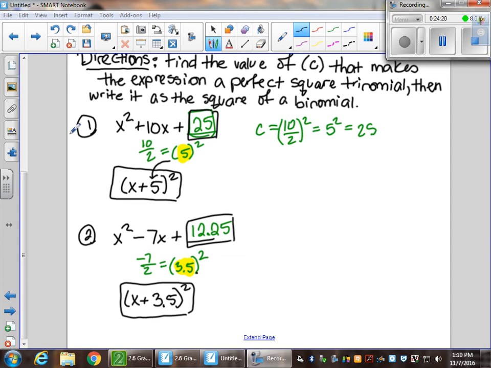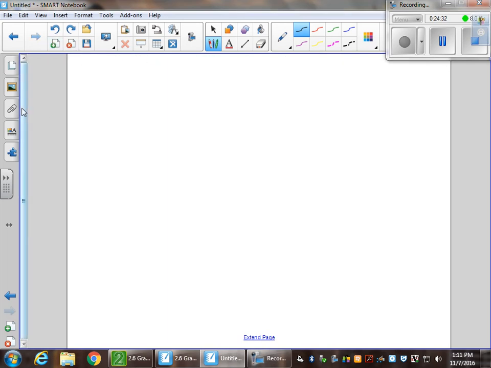Now that we have an idea of what it means to find this C value that makes this a perfect square trinomial, let's actually practice one. And off to the side, we're going to take some notes. So this is our first official example of completing the square.